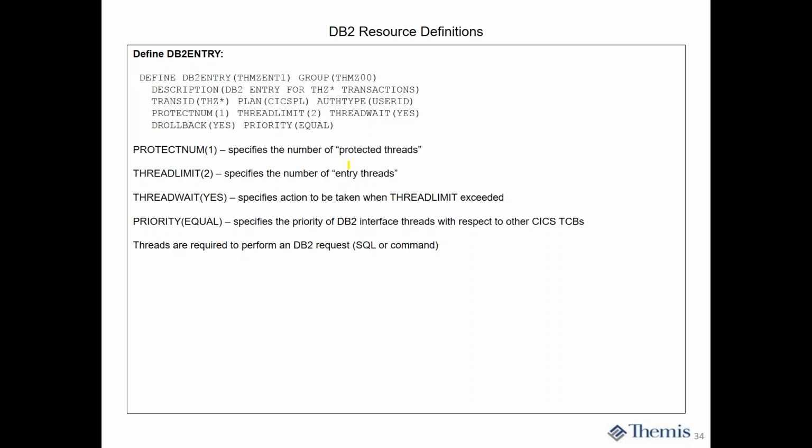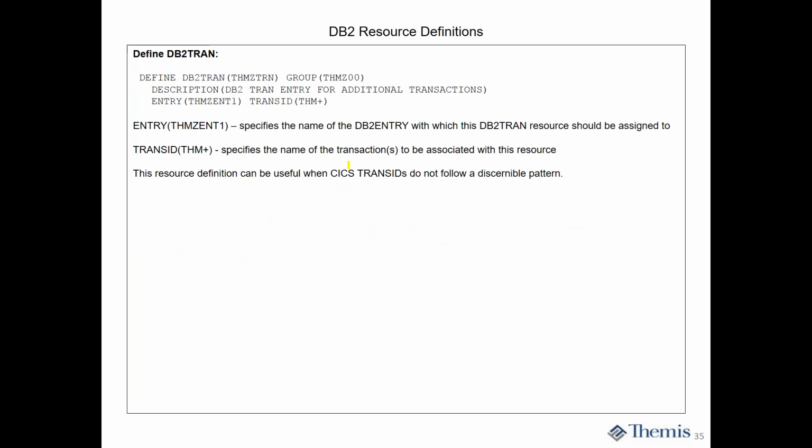Again, second entry slide, because I went to text, definitely had to go over. DB2 Tran. Sometimes you don't have a good pattern for all of your transactions. So I give it an extra entry, I relate it to that entry, THMZ-ENT1, and then I say THM plus sign. So into that same grouping, if you will, I'm going to include any transactions that begin with THM. Now the plus sign here is a single character.